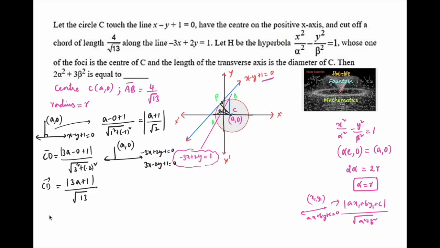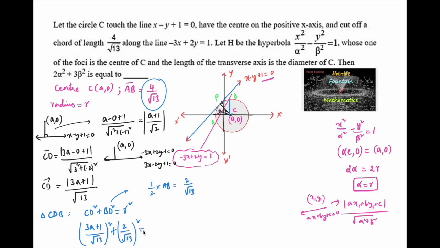And also we have the relation from the triangle CDB. From the triangle CDB we can say that CD square plus BD square is equal to BC square, that is R square. So CD square is nothing but (3a plus 1 by root 13) whole square, and BD is nothing but half of the chord length AB. 4 by root 13 is the AB length, so BD is 2 upon root 13. So BD square is nothing but (2 upon root 13) whole square, and R square is the radius, which is (a plus 1 upon root 2) whole square.